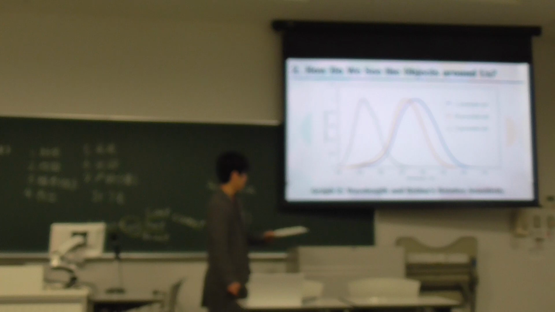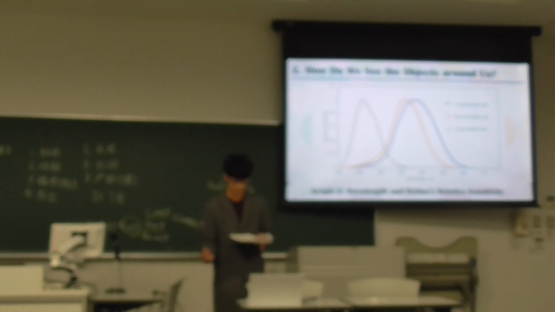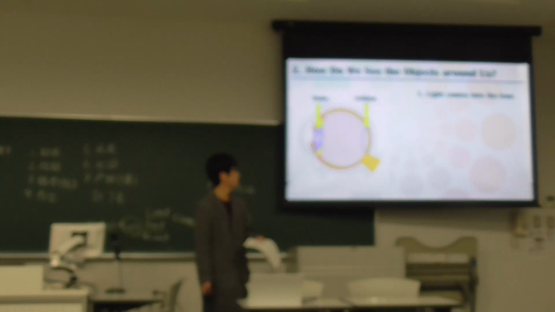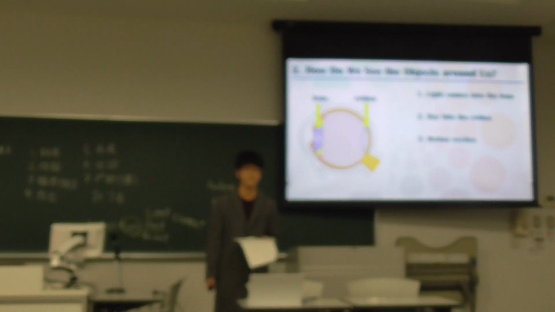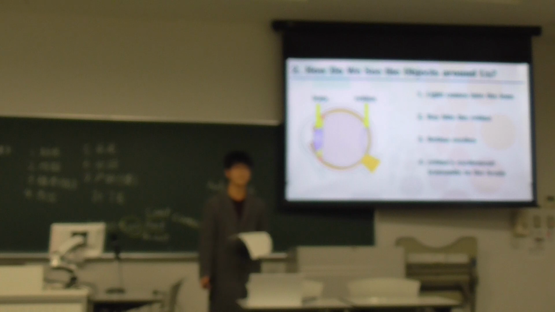Please look at this graph. This graph says that each pyramidal cell has the differences in the excitement depending on how long wavelengths hit each pyramidal cell. In short, light comes into the lens, ray hits the retina, and retina excites, and retina's excitement transmits to the brain. This is a summary of the eye and brain.